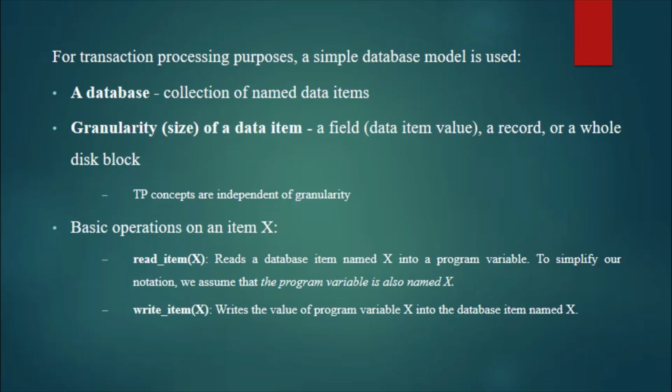There are basically two types of operations. One is the read operation and the second one is the write operation. With respect to the data item, we call them read_item(X) and write_item(X), where X indicates a data item. The read_item(X) will read a database item named X into a program variable. To simplify our notation, we assume that the program variable is also named X.